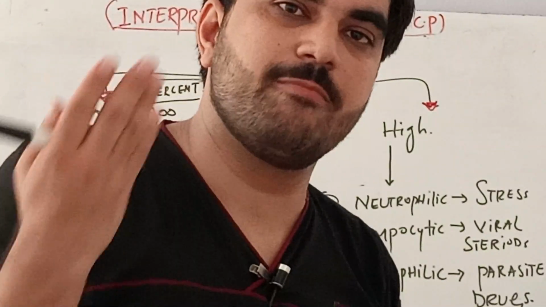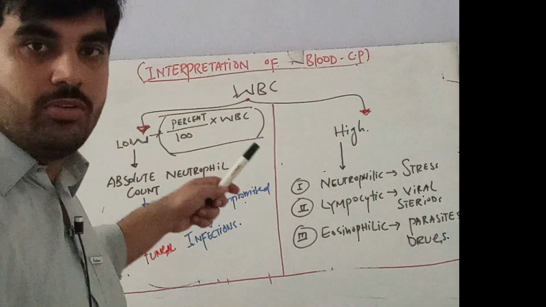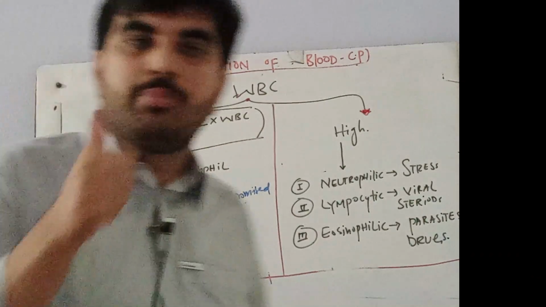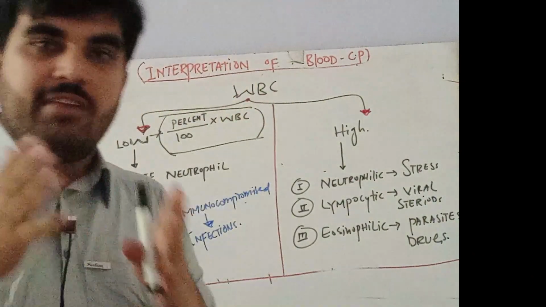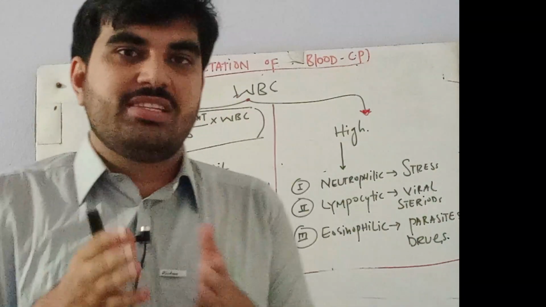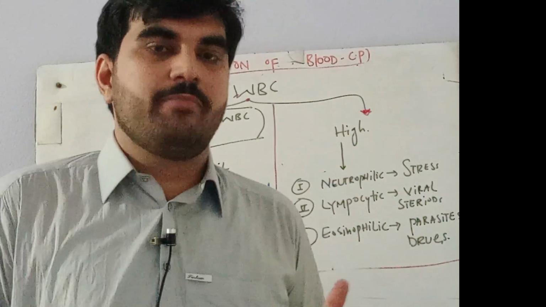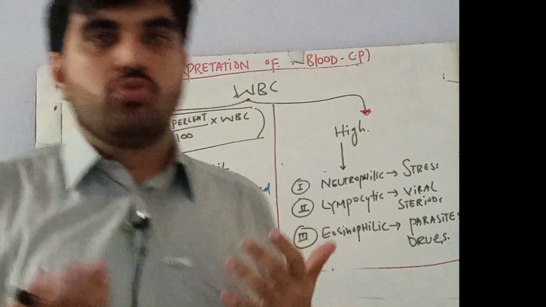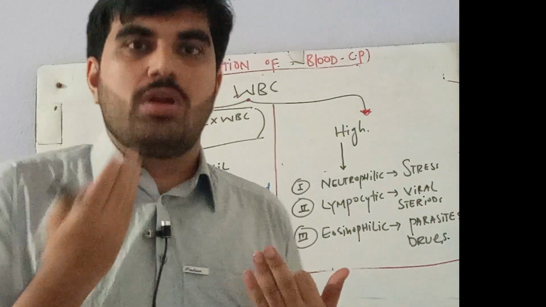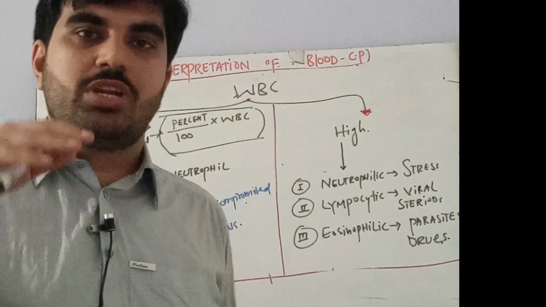And if the basophil is high, think about the myeloproliferative disorder. So if there is a low WBC count, we have to look for the absolute neutrophil count. If it is less than 1000, there is an increased chance of infection. But if it is less than 500, then it is severe neutropenia, and we have to look for the bugs. Even the normal nasal, oral, and skin flora can cause infection if the neutrophil count is very low.